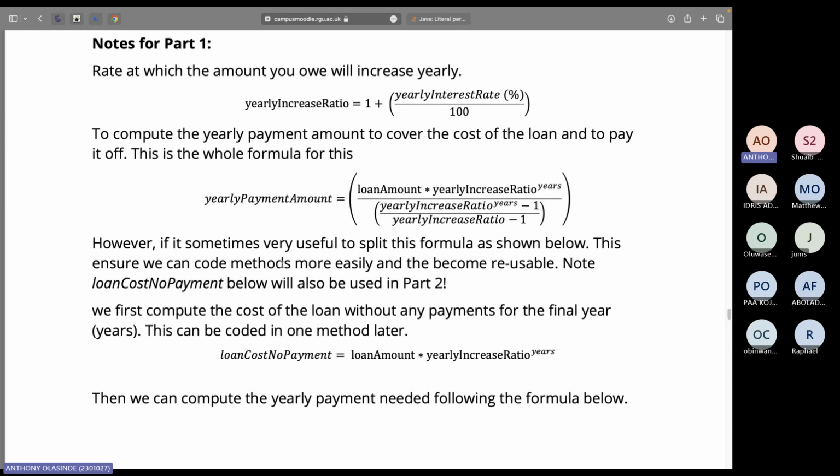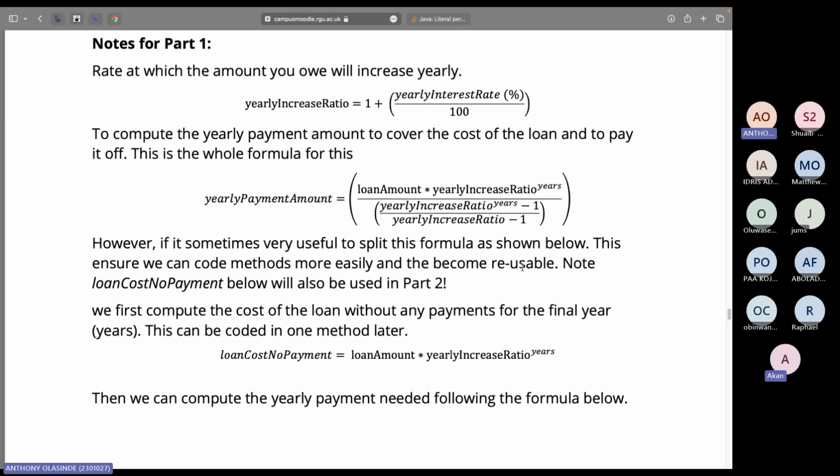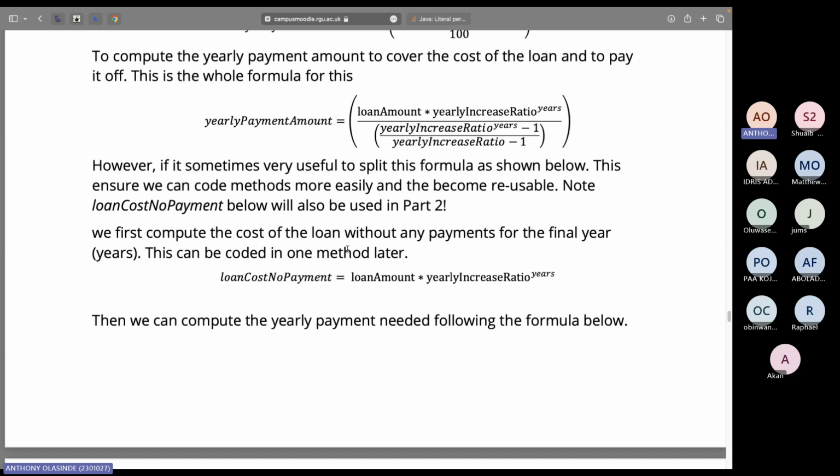This ensures we can code the method more easily, and they become reusable. Note, loan cost, no payment below will also be used in part 2. I think there's another question.